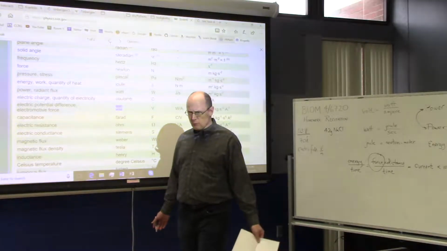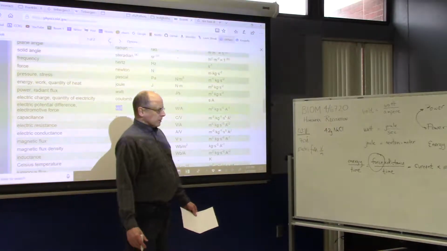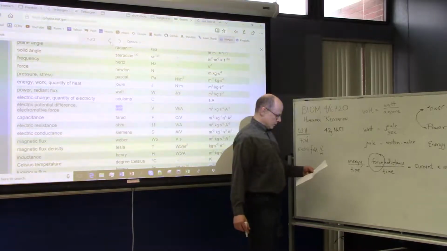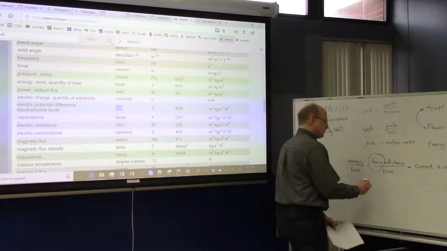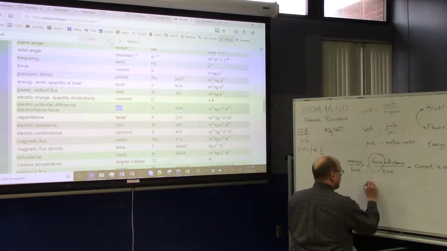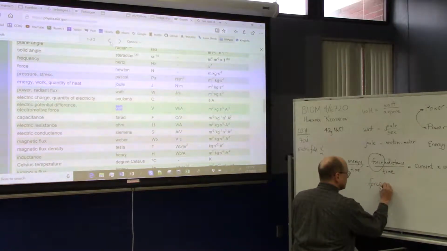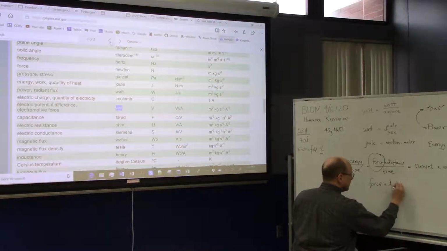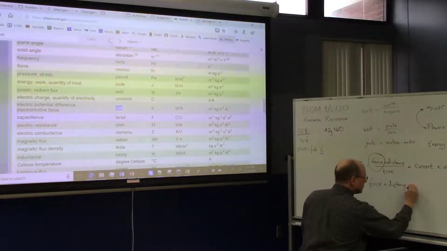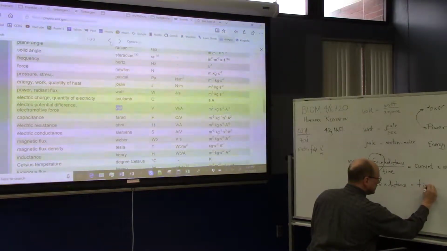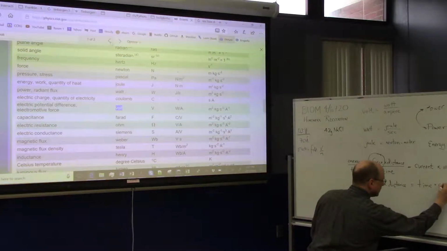It's going to be some kind of a force. So this gives me force times distance is equal to time times current times voltage.